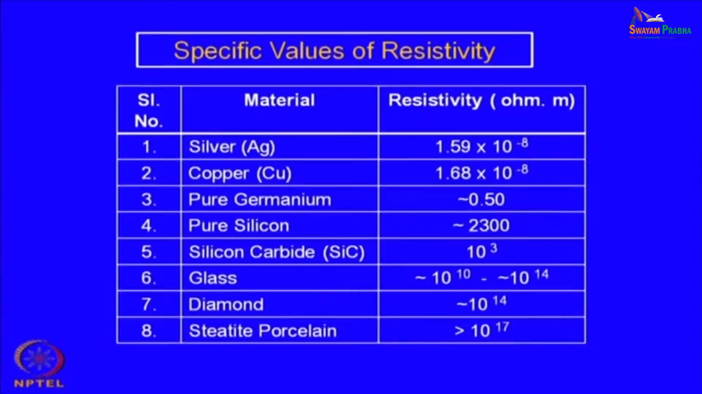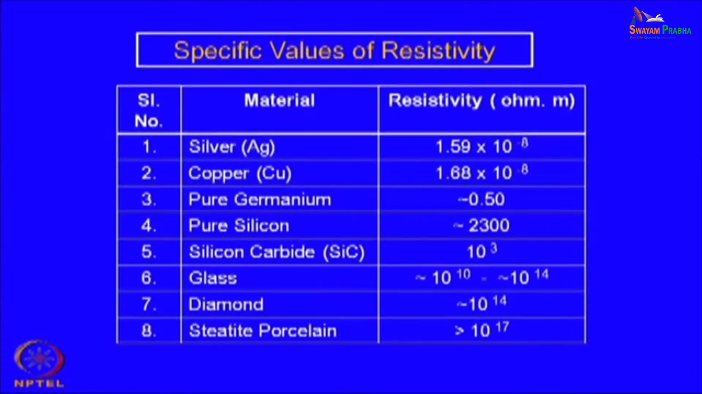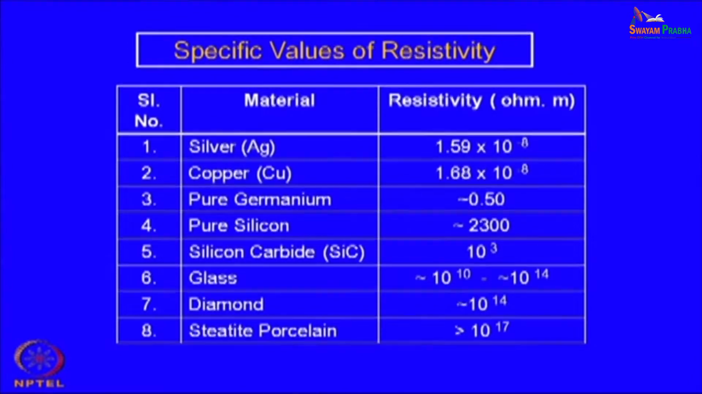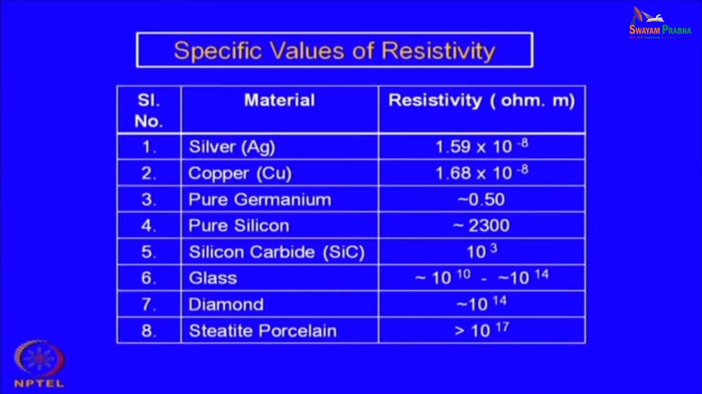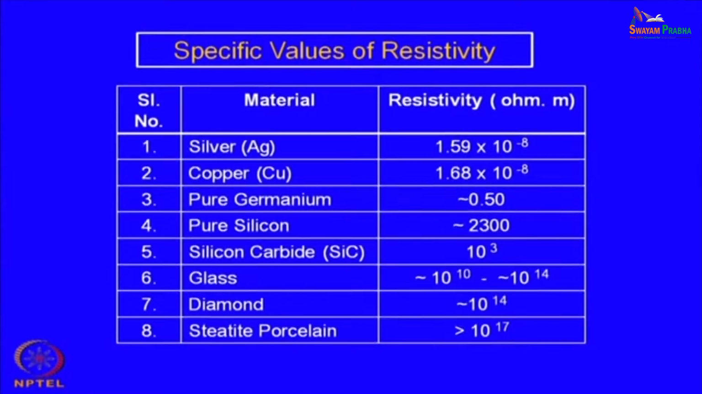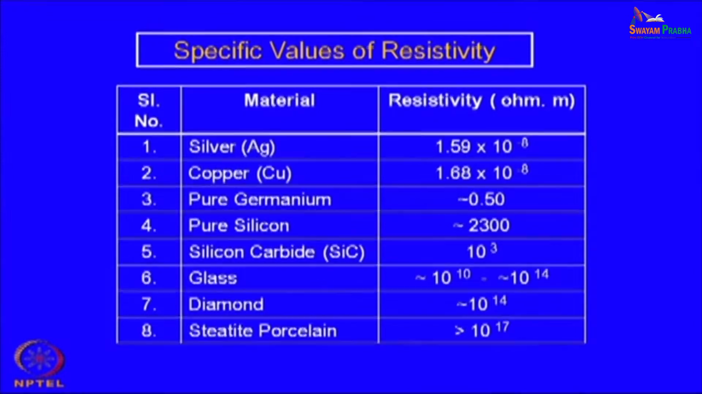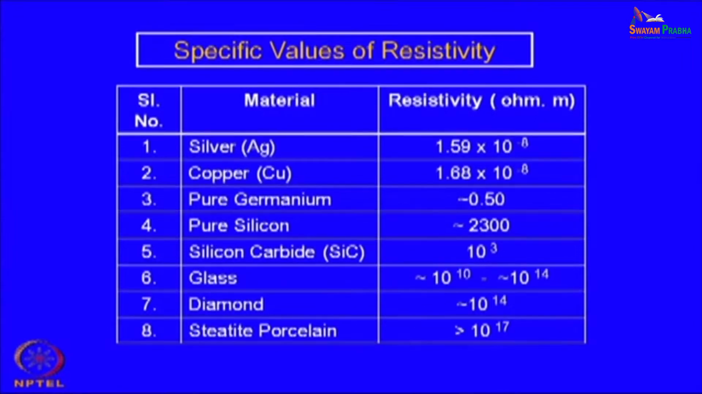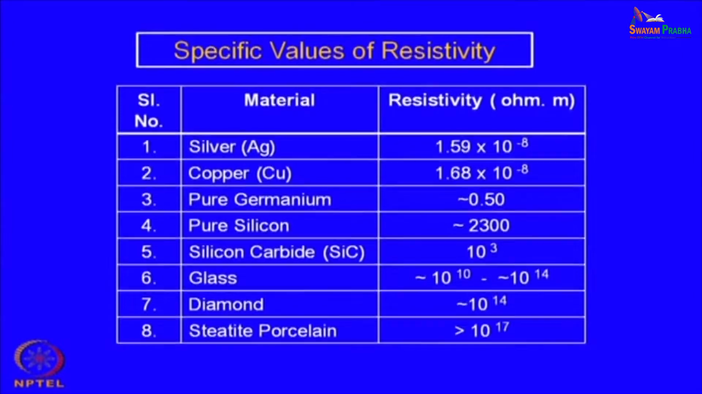Pure germanium, which is a semiconductor. Incidentally, silver and copper are conductors. Pure germanium is 0.5 ohm meter and pure silicon is a little higher, 2300 ohm meter. Silicon carbide is a ceramic, but a good high temperature semiconductor. These days silicon carbide is one of the useful materials for the ceramic industry for certain applications, of course. It is about 10 to the power 3, that means 1000.